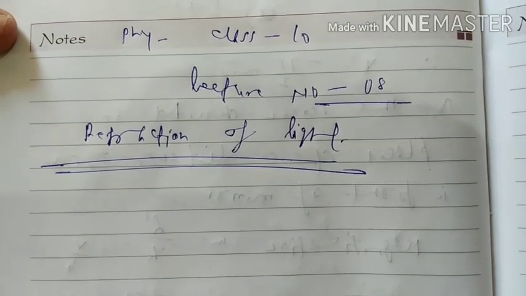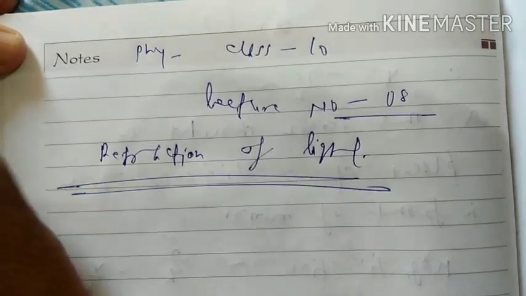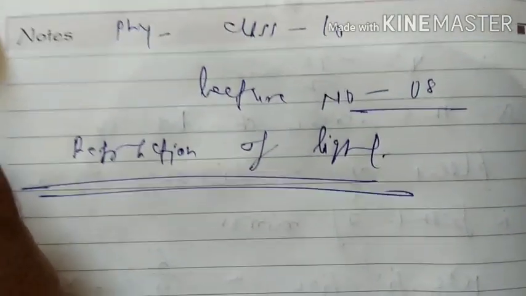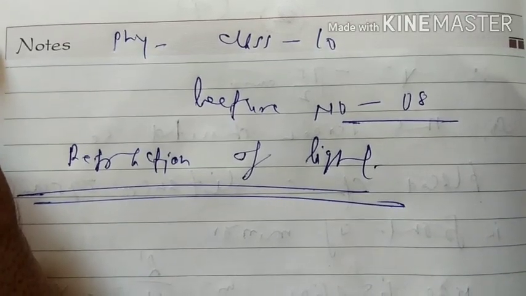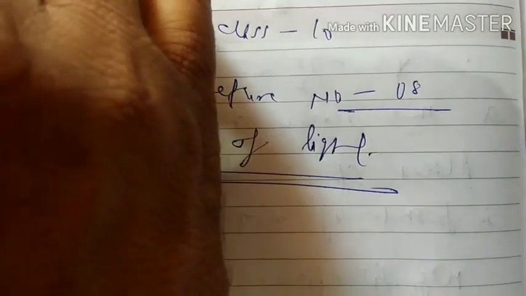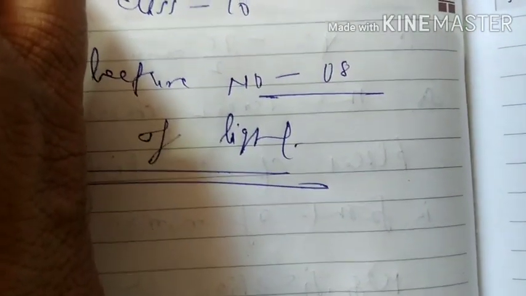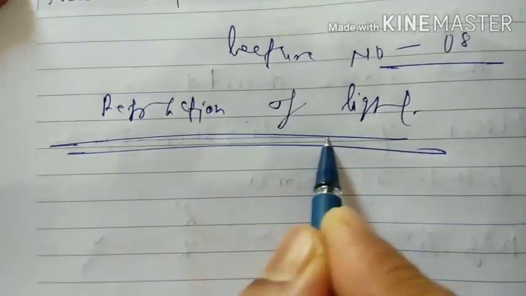Students, in my last lecture, I had given you information on how we shall solve numericals related to spherical mirrors. That is, we have completed the topic related to reflection of light. Now, the second topic is refraction of light. So, see what is refraction of light.